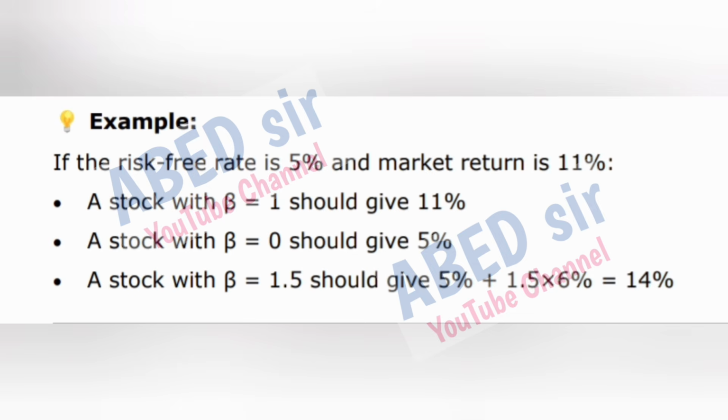Example. If the risk-free rate is 5% and market return is 11%, a stock with beta equal to 1 should give 11%. A stock with beta equal to 0 should give 5%. A stock with beta equal to 1.5 should give 5% plus 1.5 times 6%, which is equal to 14%.